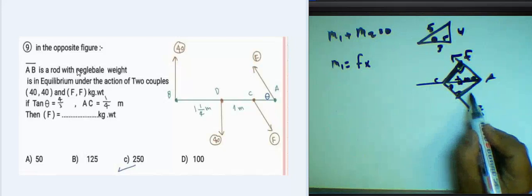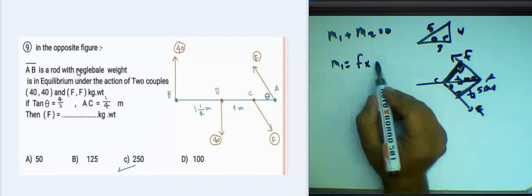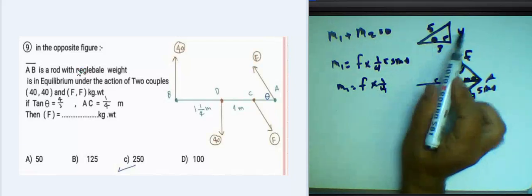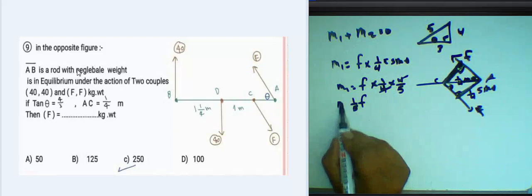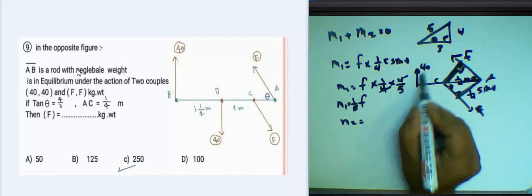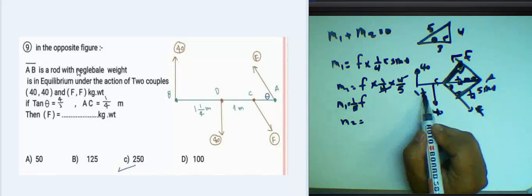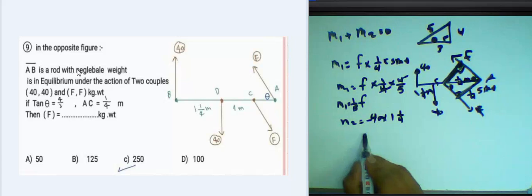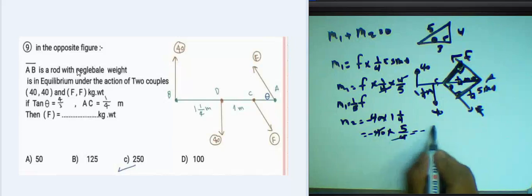This is 4 centimeter, so it will be force multiplication by sine theta, right? Force and sine theta. Moment 1 equals F times the force sine theta, equal 4 over 5, 3 over 5. Cancel this with this, then 1 over 5 if it's moment 1. And moment 2 about the couple here, 40 and here 40, as the distance between them is 1 and 4 meter. We can find the direction here: negative 40 multiplication 1 and 4. It will be negative 40 times 1 plus 4 equals 5. It will be negative 50.